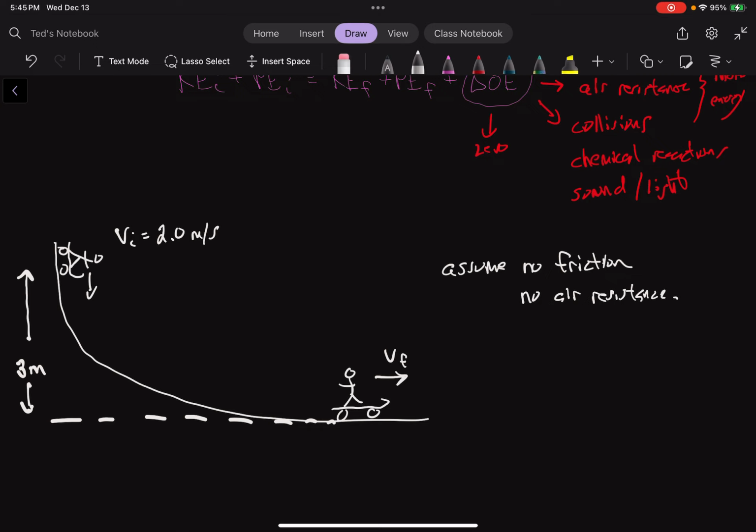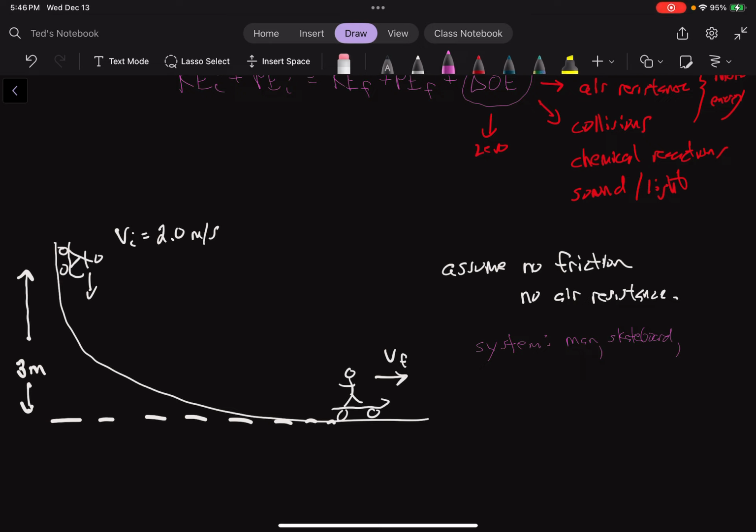Okay, great. We're going to use energy to solve this problem, and the first thing we're going to do is consider what is our system. And the system here is going to be the man. And the reason we have to include the man is because he's moving. So that's going to be an important part of the system. The skateboard. Again, the skateboard's moving, so that's an important part of the system.